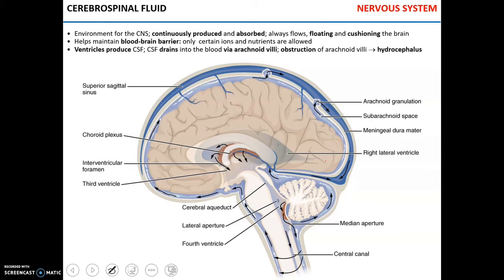Cerebrospinal fluid here circulates around the brain and around the spinal cord, providing cushioning to the brain. It basically floats the brain. As we mentioned before, it is produced in the choroid plexuses in the ventricles. There are four ventricles, two lateral ventricles, shown here, a third ventricle and a fourth ventricle here. Ventricles are connected by foramina and cerebral aqueduct. Now, this cerebrospinal fluid helps to isolate brain from the blood, maintaining blood-brain barrier.